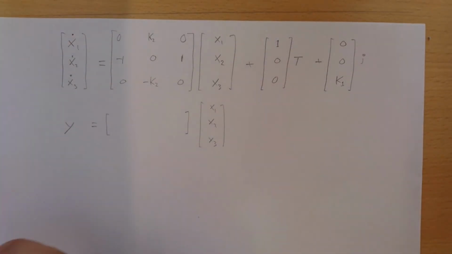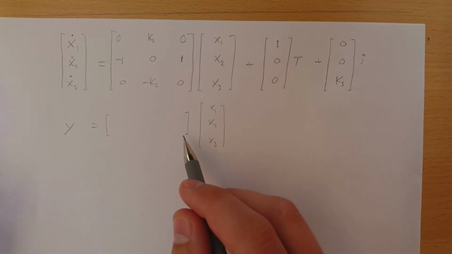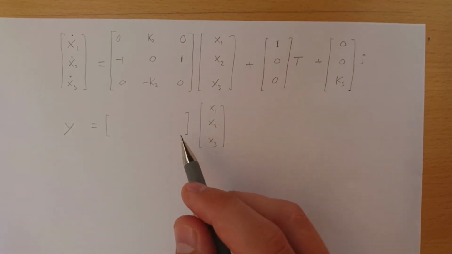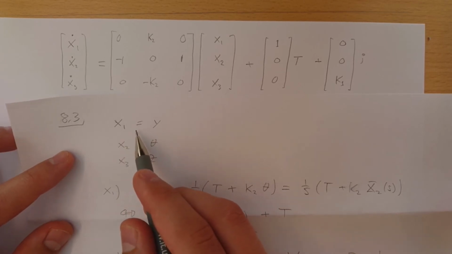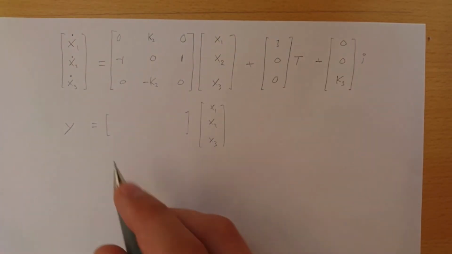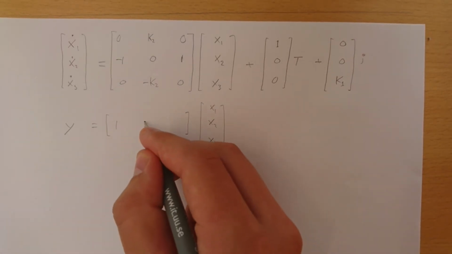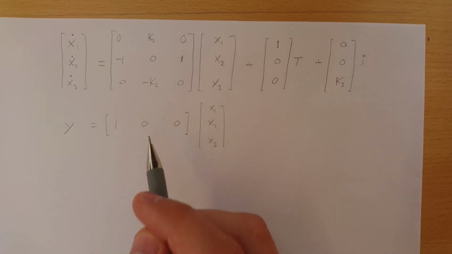And then the only thing we have left is this output vector. But we defined x1 to be equal to y. So of course all we get here is a 1 there, and then 0 and 0. Then y is equal to x1.